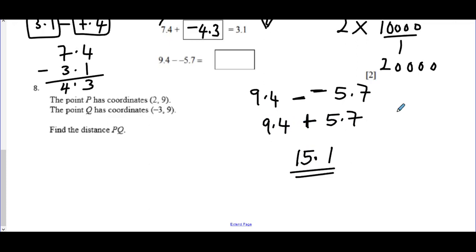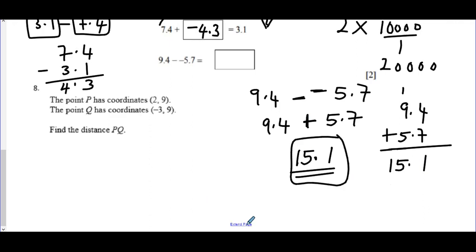If you don't know how, just set these numbers vertically like this: 9.4 plus 5.7. 4 plus 7 is 11, carry 1. 1 plus 9 is 10, plus 5, this will be 15. And then keep a decimal point there. And the answer becomes 15.1. So here, the answer will be 15.1. All right, so far so good.